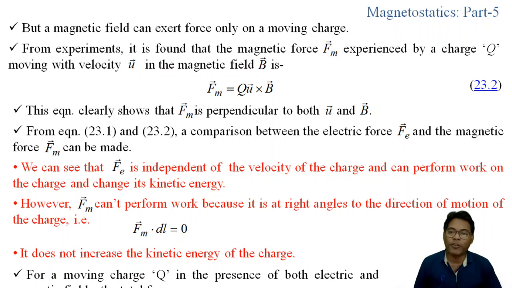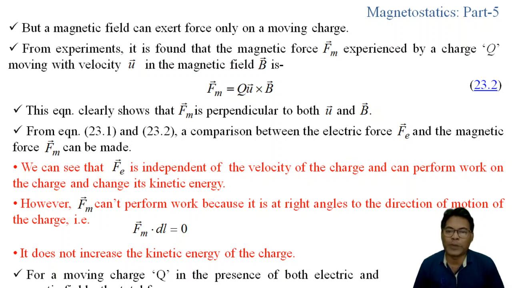But in the case of magnetic field, the magnetic field can exert force only on a moving charge. In the case of electrostatic, we have seen that if the charged particle is at rest or it is moving in an electrostatic field, the charged particle will experience the force due to the electrostatic field. But in the case of magnetostatic field, the charge must be moving. So when the charge is moving, then due to the magnetic field, the charged particle will experience the magnetic force.